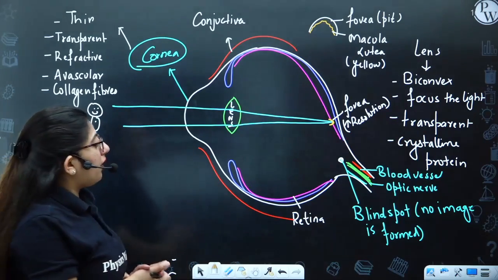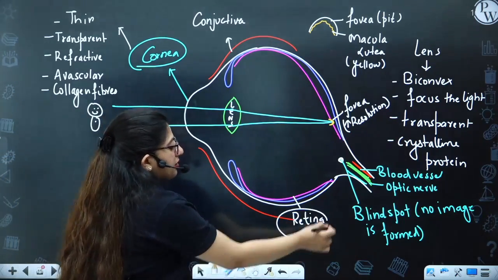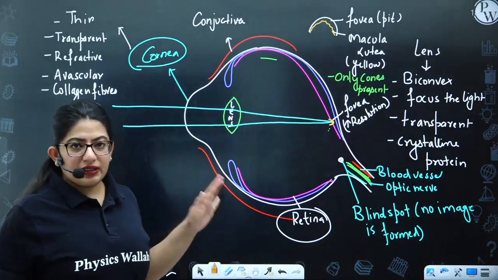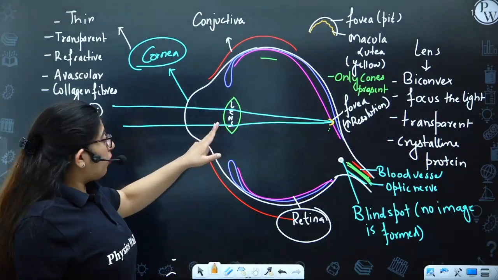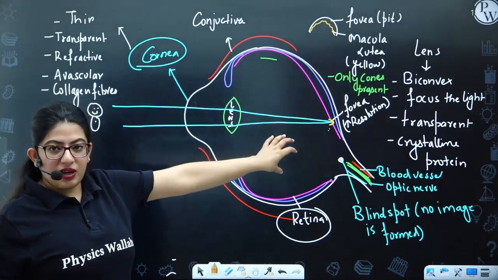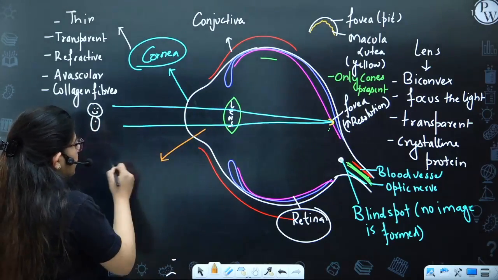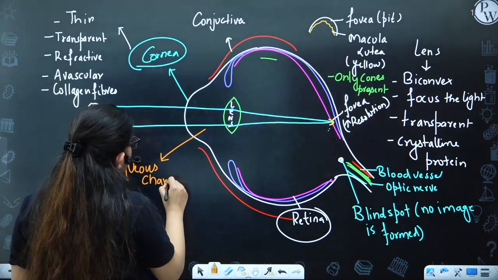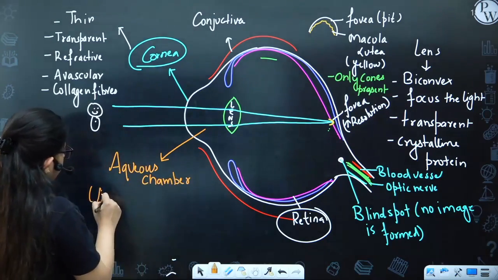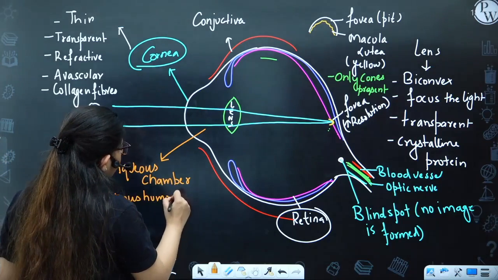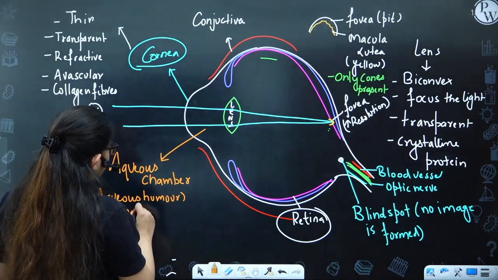Conjunctivitis. Now let's talk about a very important point, that is the retina. As you can see in this diagram, there is the lens. Before the lens, there is a chamber formed here, and after the lens, there is a chamber here. This chamber is known as the aqueous chamber. It contains a fluid known as aqueous humor, which is a water-like fluid.